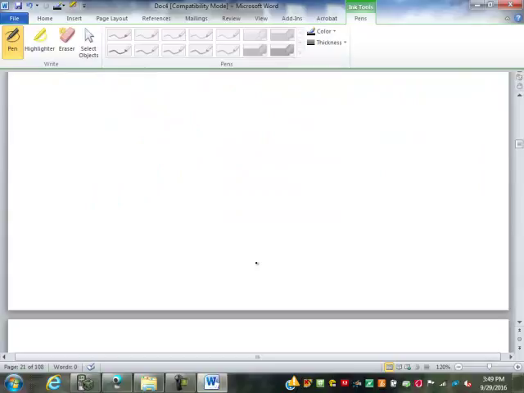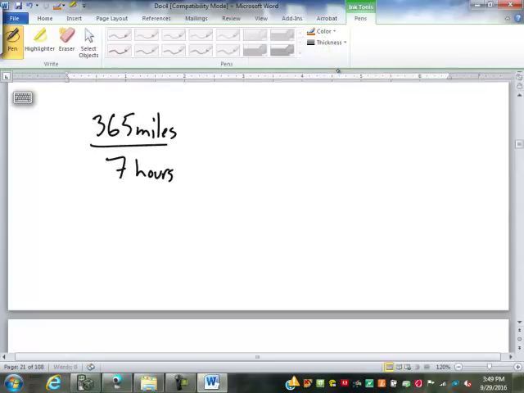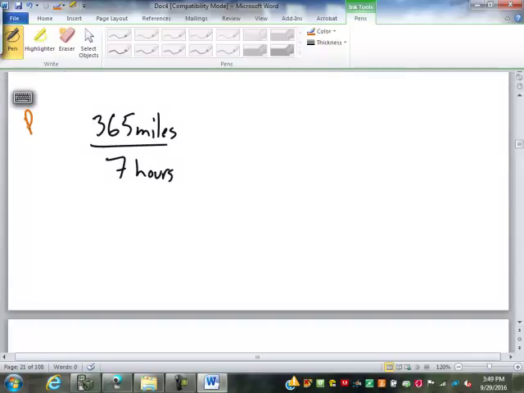So we said ratios always compare things that have the same units or same label. What if we have two things that have different labels that we can't change to be the same? For example, let's say you go for a drive and you drive 365 miles in 7 hours. There's absolutely no way I can change miles into hours or hours into miles. This is not a ratio. It is what we call a rate.